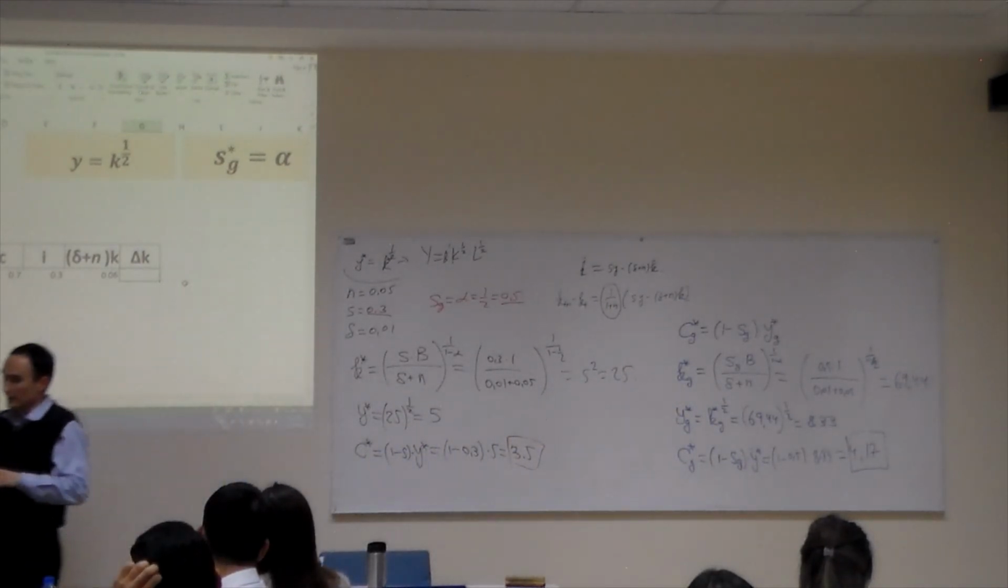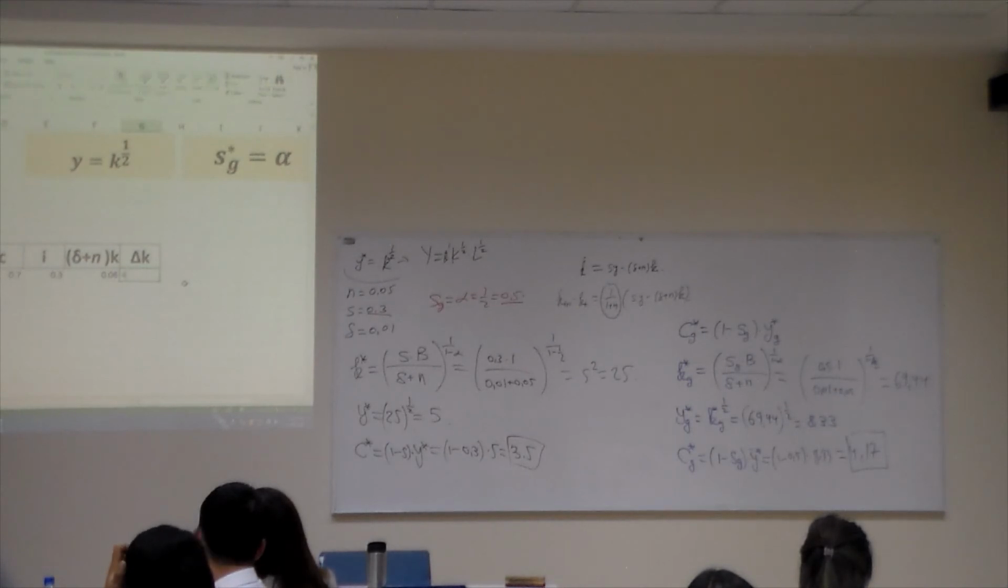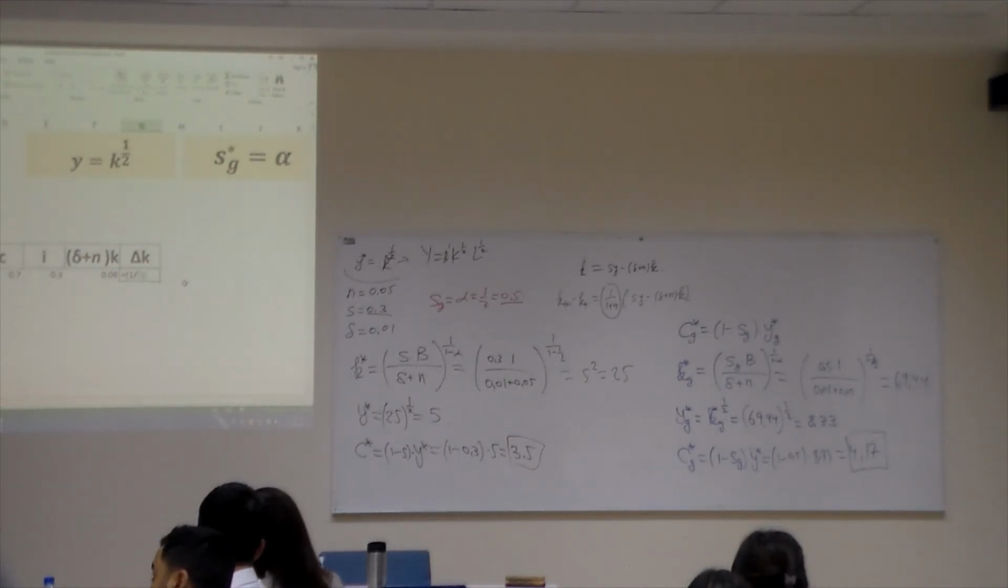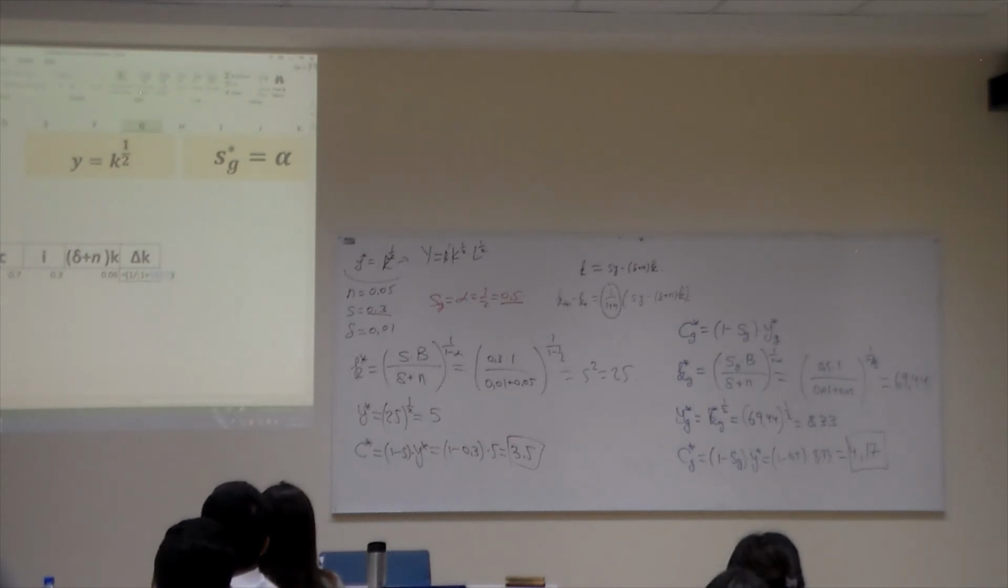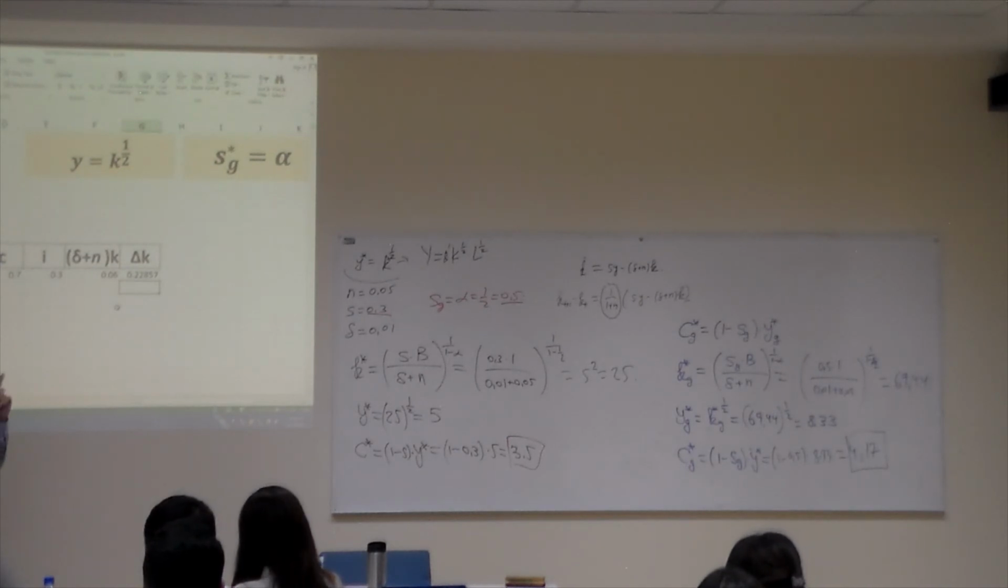So if we consider that, the change is equal to 1/(1+n), where n is population growth, which is constant, times investment minus depreciation. This is the change. Now this is the correct way of finding change.